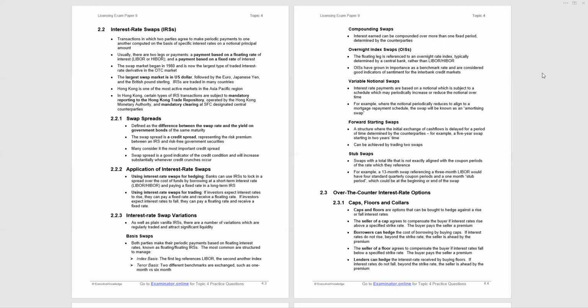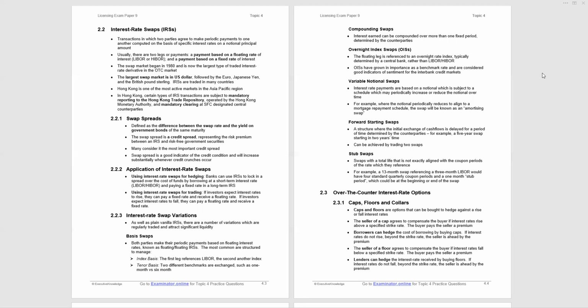Now, some issues with regard to interest rate swaps. Swap spreads. Swap spread is the difference between the swap rate, interest rate, and the yield on government bonds. And the swap spread reflects credit risk in the market. So be aware of those points. Application of interest rate swaps. We can use interest rate swaps for hedging and for trading to buy and sell, to out and out make money.